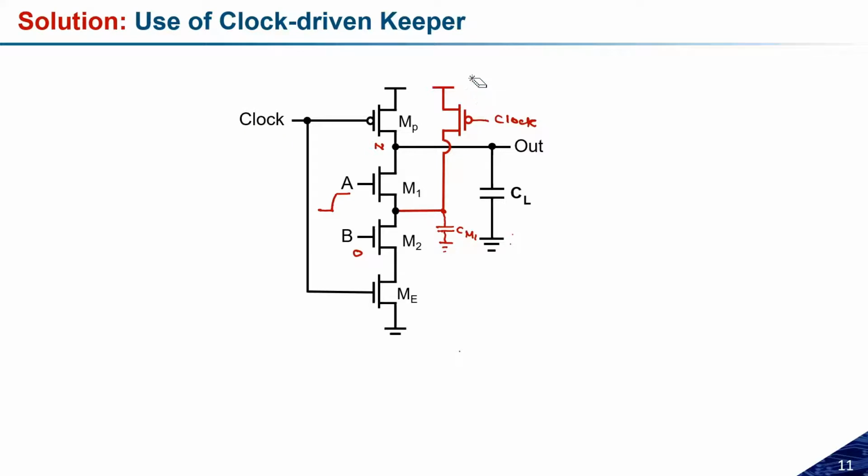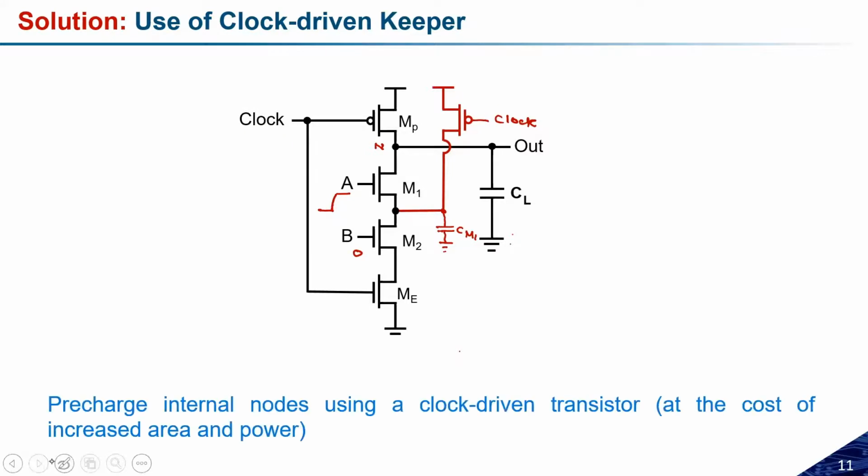Okay, so this is nothing but we need to precharge the internal node using the clock driven transistor. But the important thing is, because this transistor is on along with all the transistors, it can increase the power dissipation, and also the area will be increased. So this is the problem with this one also. But yes, we cannot overcome all the problems, but this can overcome the charge sharing problem. So now the things are clear from yesterday's lecture.